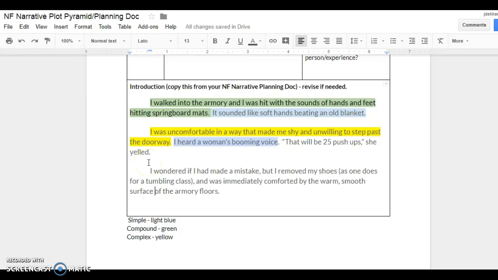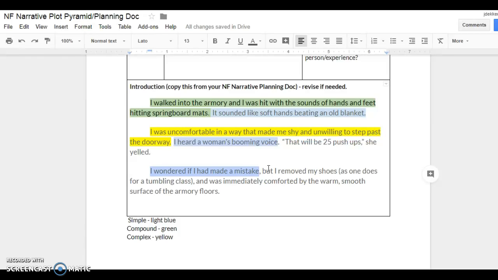The first sentence is, "I wondered if I had made a mistake, but I removed my shoes as one does for a tumbling class and was immediately comforted by the warm, smooth surface of the armory floors." Now, this is a long sentence, so let's break it down. "I wondered if I had made a mistake." Okay, that is an independent clause, so we know that. But, so now I say conjunction, so I know it's got to be some compound or complex.